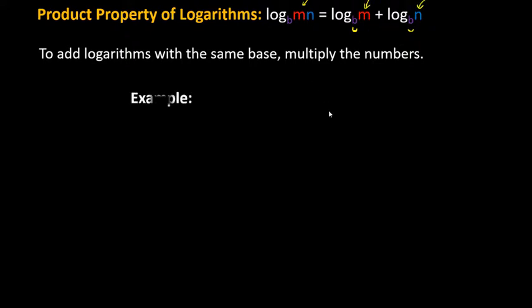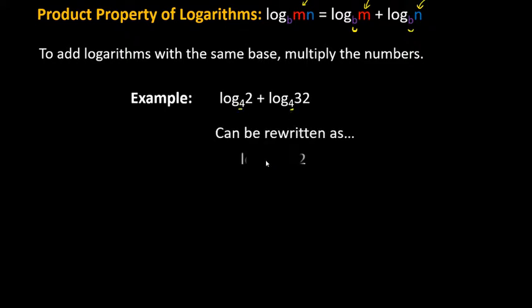And let's look at an example. If I had the expression log base 4 of 2 plus log base 4 of 32, the first thing I do is check and see if they have the same base, which they do. So if I want to add them together, I can rewrite this as log base 4 of, and then multiply those two numbers together. So log base 4 of 2 times 32 gives me log base 4 of 64.